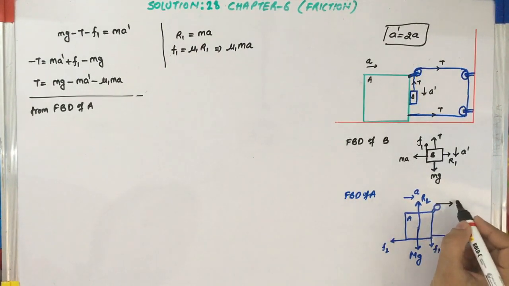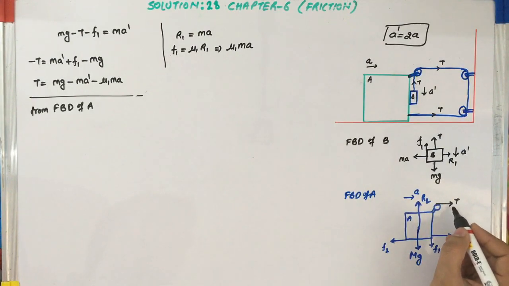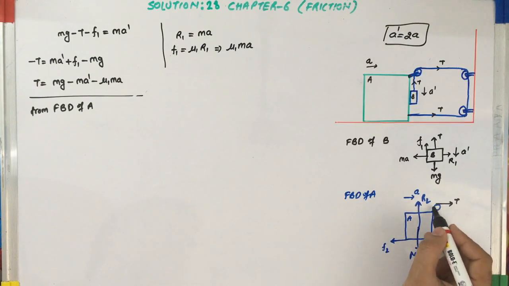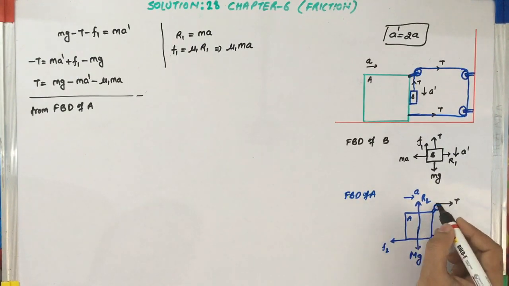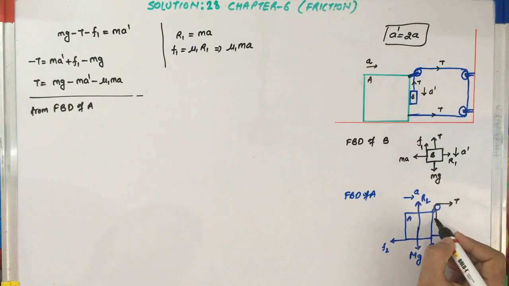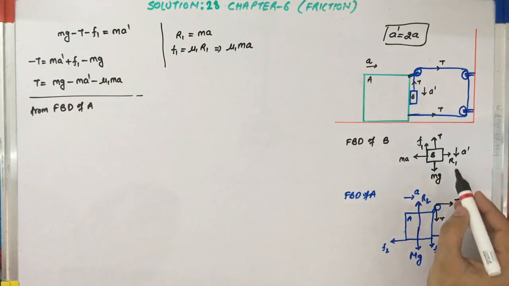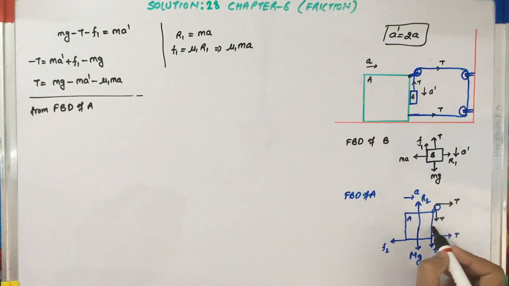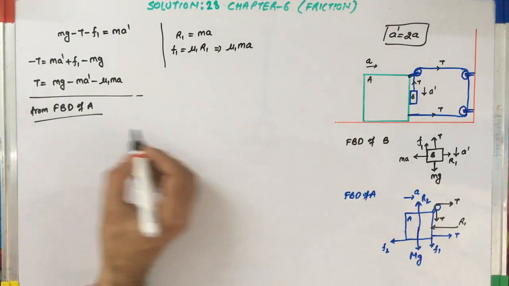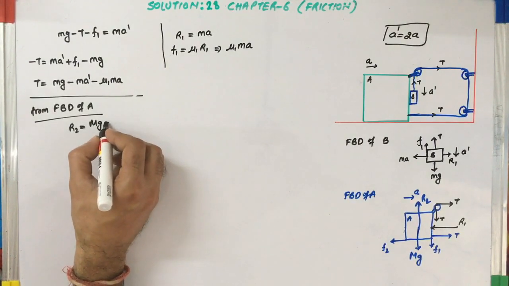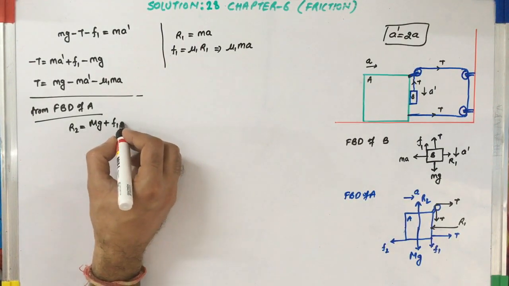Now there is a tension T which will try to pull this block in the right hand direction. So this tension is also applied on this block because this pulley is attached to this block, right? Again, this pulley will also try to pull it down with a tension T, right? Also, the reaction force R1 now will act in the backward direction for block A, right? So this is R1.